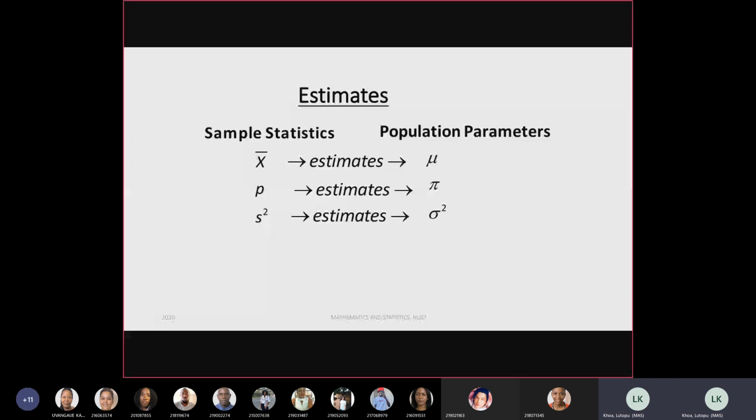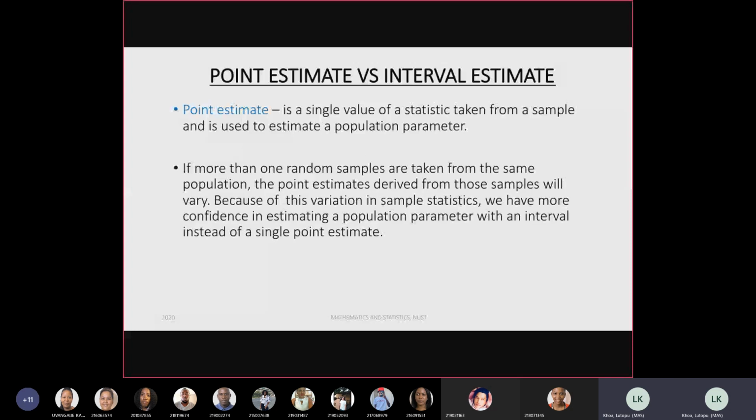The point estimate is a single value of a statistic taken from a sample and is used to estimate a population parameter. If more than one random sample is taken from the same population, the point estimates derived from those samples will vary. Because of this variation in the sample statistics, we'll have more confidence in estimating a population parameter with an interval instead of a single point estimate. This is basically just saying it's better to estimate the population parameter from a sample instead of just using one entry in your sample.